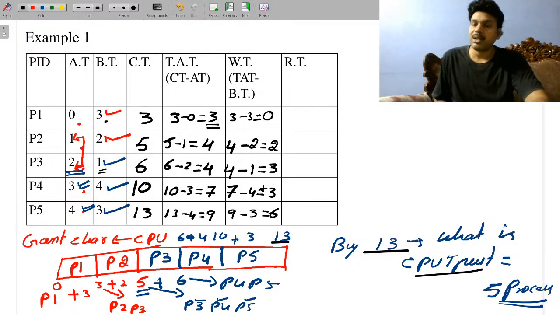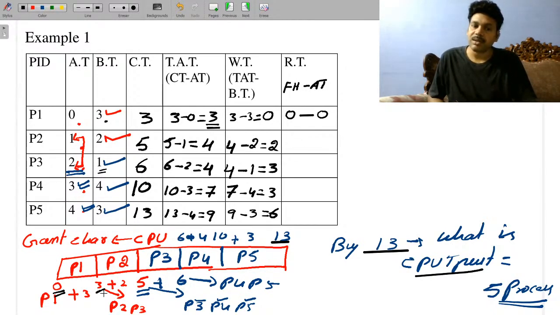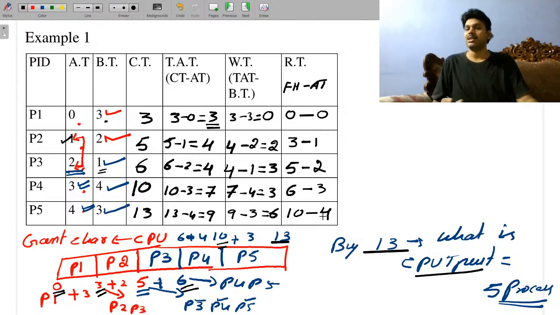Response time is nothing but the difference between arrival time and the first hit by your CPU. Please observe P1 is hit by the CPU at time 0. First hit minus your arrival time. First hit is at 0, and I arrived at 0 only. So my response time is 0. Next one, P2. P2's first hit by the CPU is at 3, but I arrived at 1. This is your response time. Next, P3 is first hit at 5, but I arrived at 2. Next, P4 first hit is at 6, and it arrived at 3. And P5 first hit is at 10, but it arrived at 4. This is your response time.